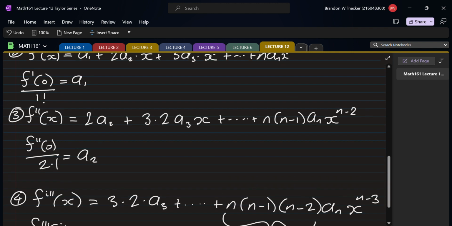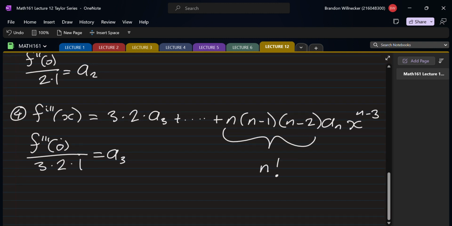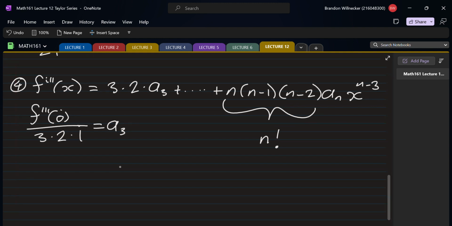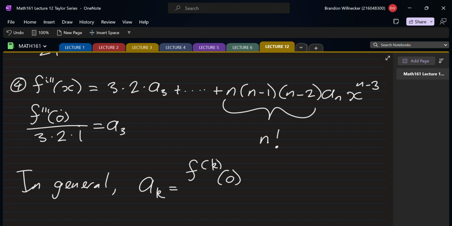So here, if we wanted to find the second coefficient, we take the second derivative evaluated at 0 divided by 2 factorial, and that gives us a2. For a3, we take the third derivative evaluated at 0 divided by 3 factorial, that gives us a3. So in general, if we want the kth coefficient for our polynomial, we're going to take the kth derivative evaluated at 0 divided by k factorial. That gives us our coefficients for this polynomial.